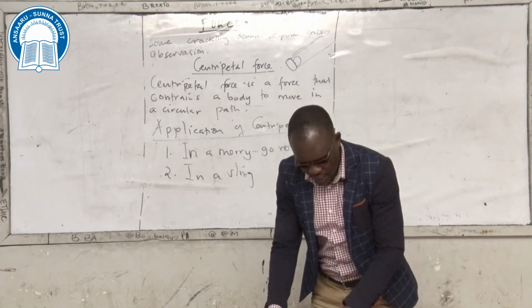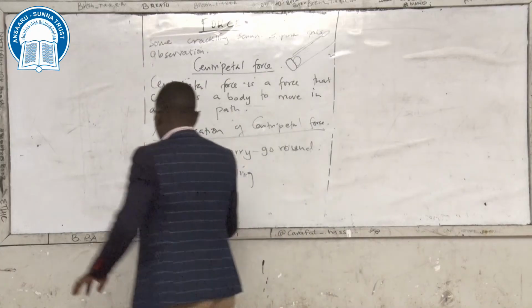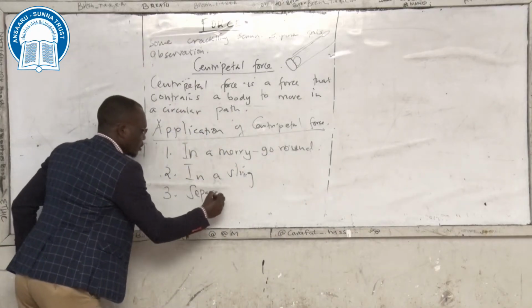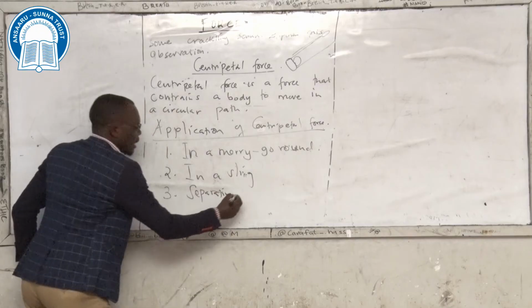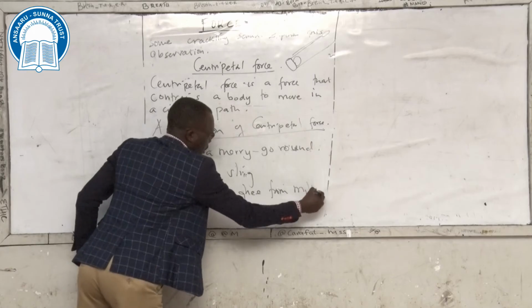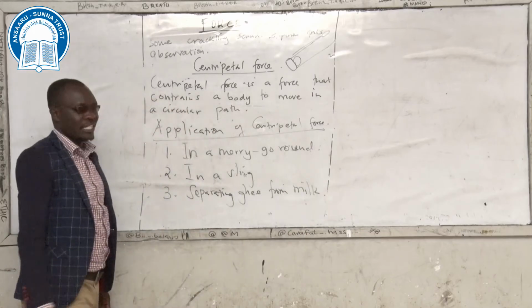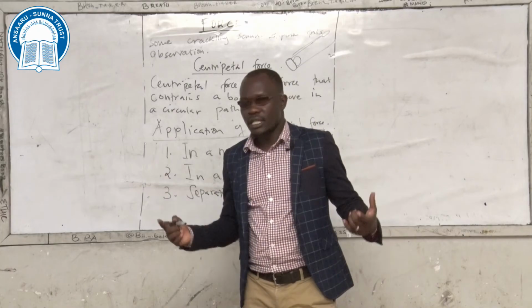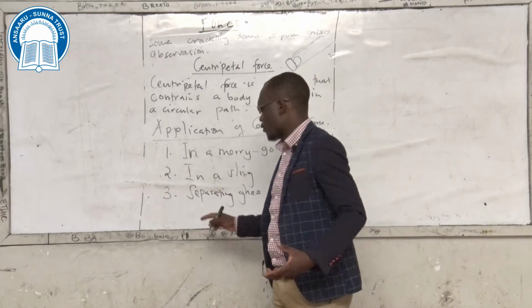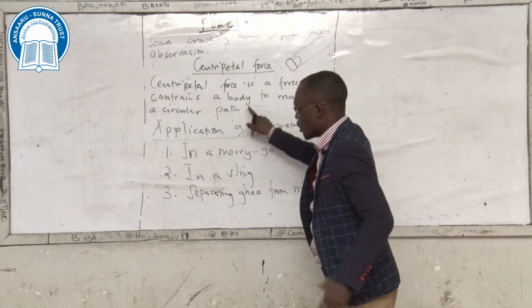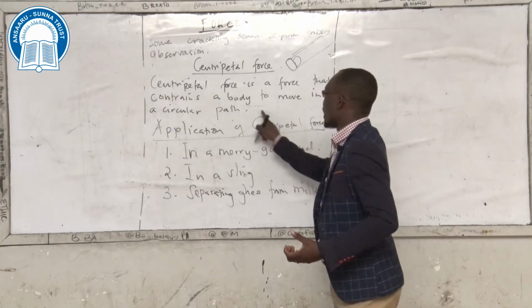Number 3, another application of centripetal force is separating ghee from milk. Ghee is a product of milk. So at the industry levels, when you want to separate ghee from milk, they use machines. They are machines which apply centripetal force.